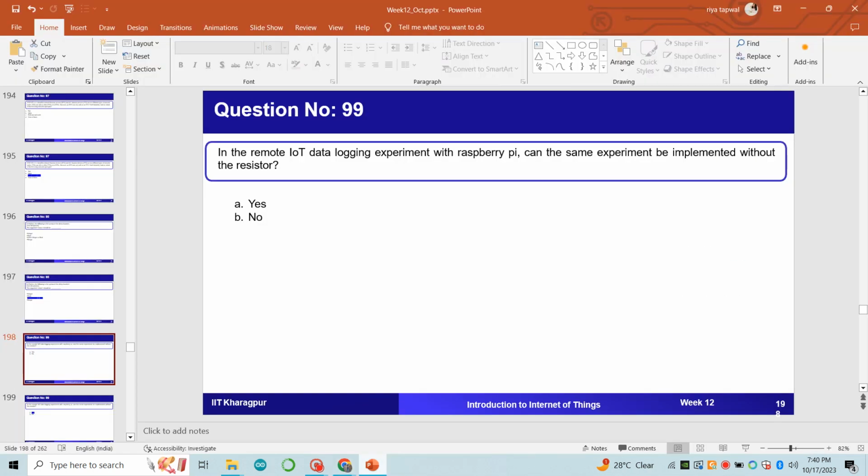Next question is, in the remote IoT data logging experiment with Raspberry Pi, can the same experiment be implemented without the resistor? Yes or no? So basically, when you are integrating your sensors with Raspberry Pi, is it compulsory to add a resistor or not? Compulsory, ma'am. Okay, anyone else?